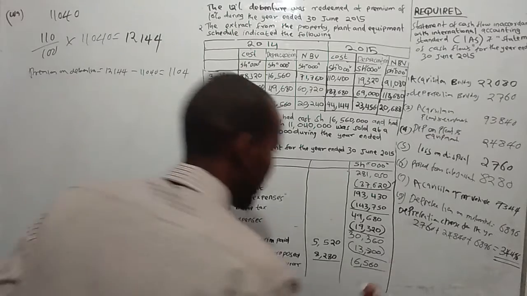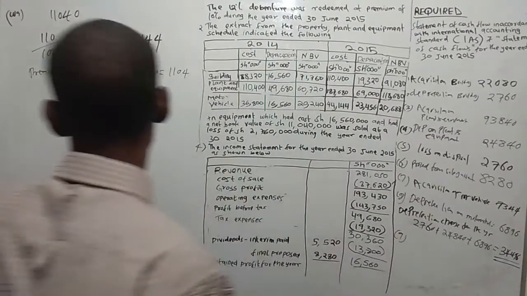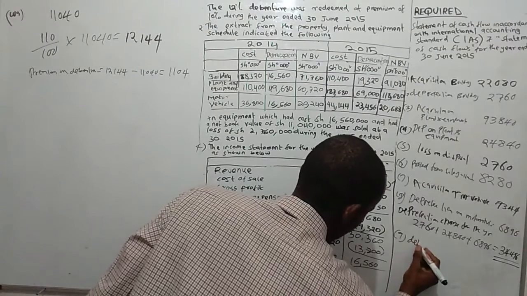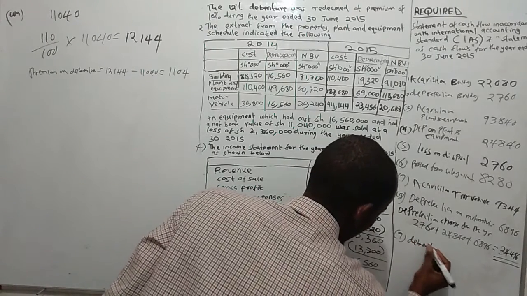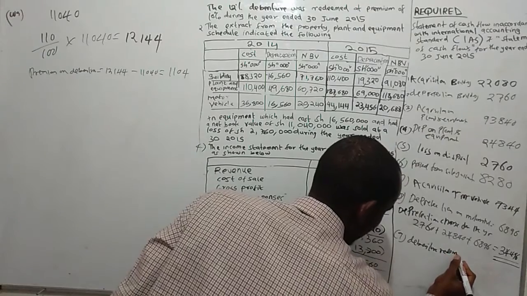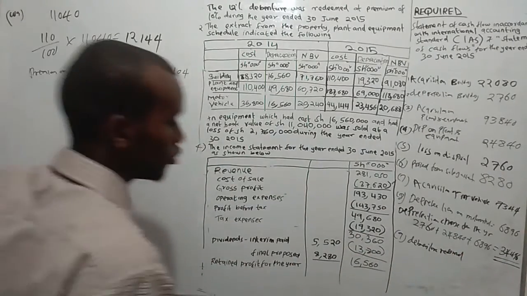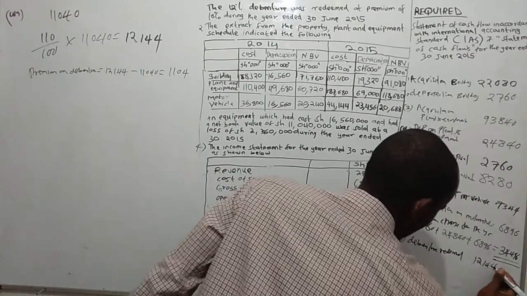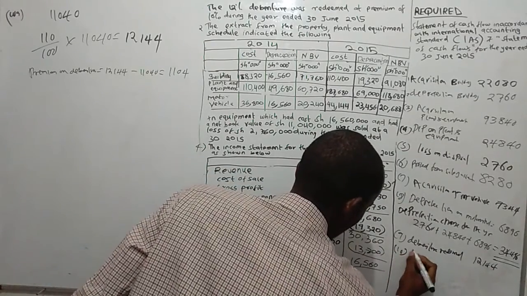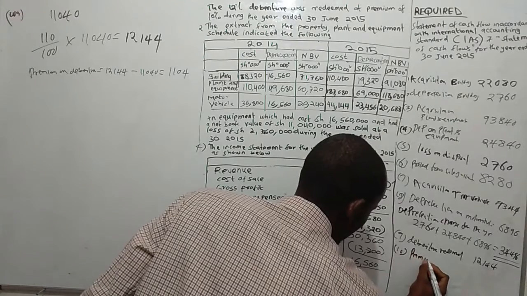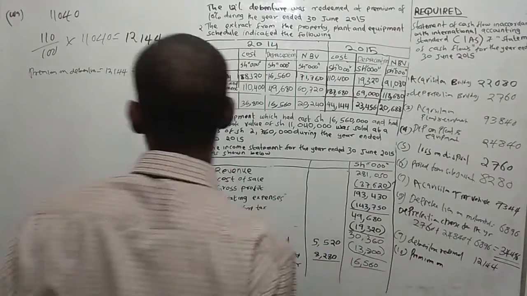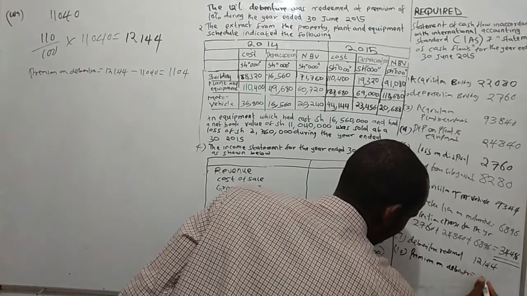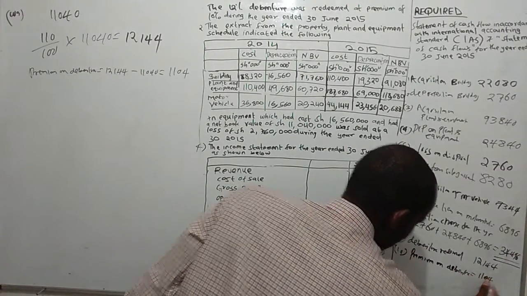So let's have here number 9. We have here the debenture redeemed. We have it as 12,144. Number 10, we have the premium on debenture, as 1,104.